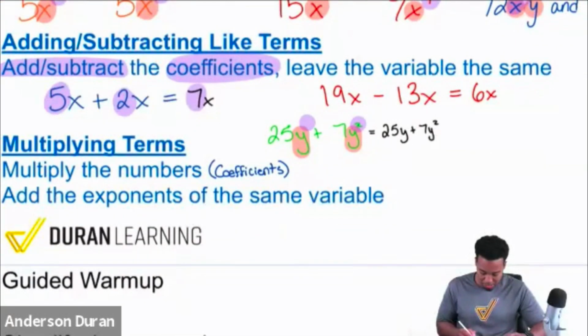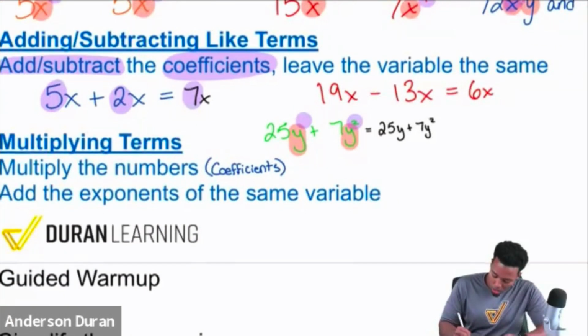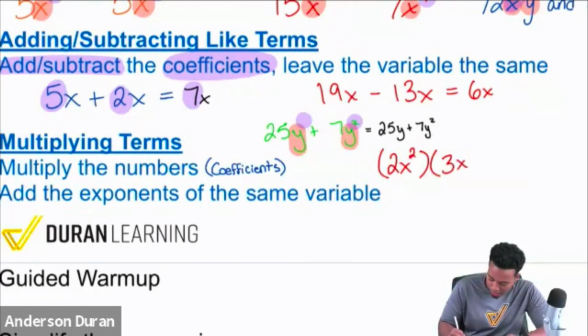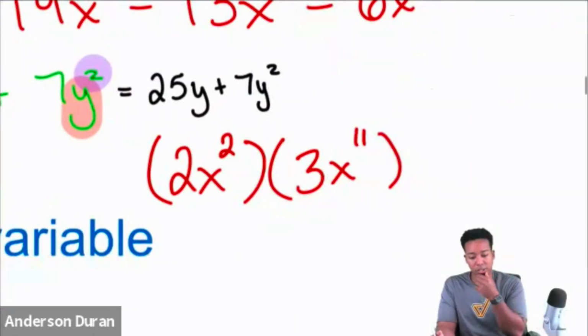Let's go ahead and say we've got 2x squared, and we're multiplying this with, let's go ahead and say 3x to the power of 11. So let's go ahead and say we're doing something like this here.